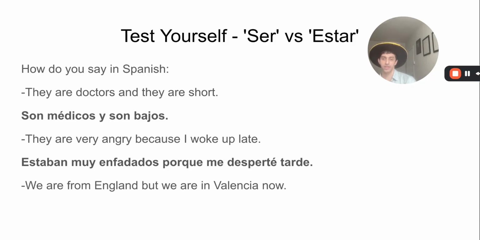Okay, and the last one then. We are from England, but we are in Valencia now. I'll give you a bit of time to think through this. Again, we've got two verbs to be. We are from England, and then we are in Valencia now. So think through each of those. Would you use ser or estar for each? Then conjugate the verb appropriately, and then the rest of the sentence too. Okay, a little bit more time for this.